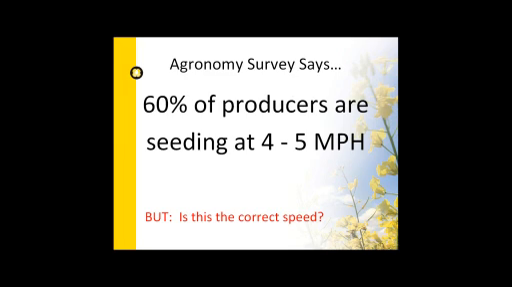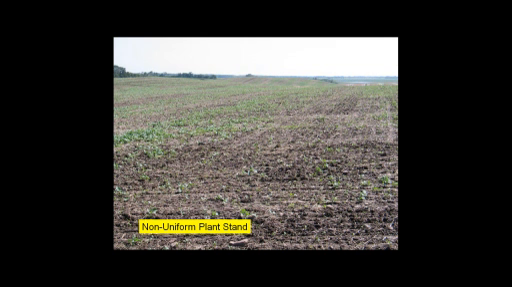When we looked at our agronomy survey, it did say that 60% of producers are seeding at about 4 to 5 miles an hour, but the question always begs: is this the correct speed? And when we take a look at non-uniform plant stands, this is a combination of speed and some different issues as far as openers, and you can see quite a big pattern, so there was actually a patterning effect going on because of the machinery itself.